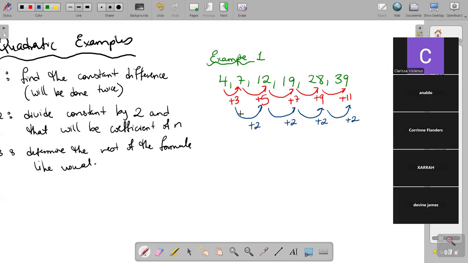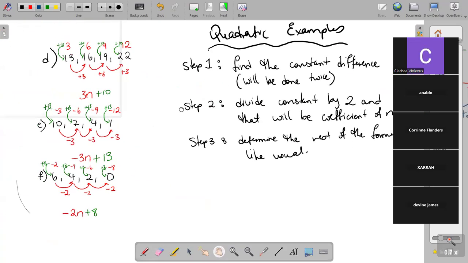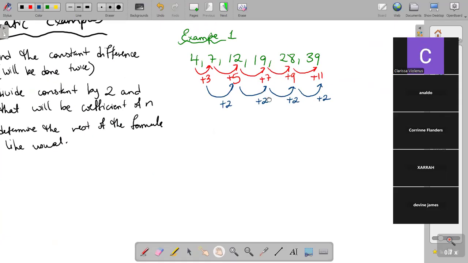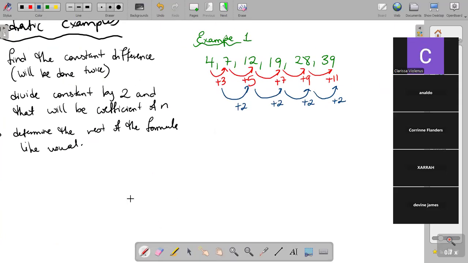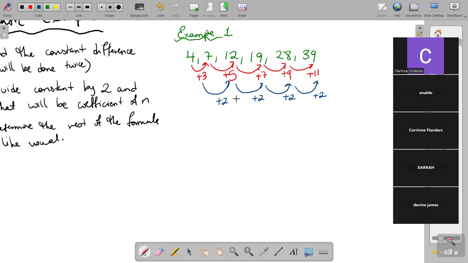We got a constant number. But you see how before, when we did it once, we just used 3n? We cannot use 2n because we did it twice. So guess what you're going to end up doing? This is where step 2 comes in. Divide the constant by 2. So that's why we're going to say 2 divided by 2 is what?